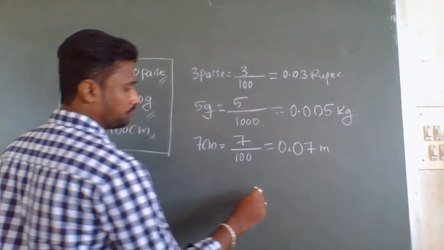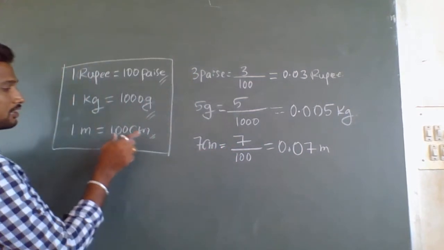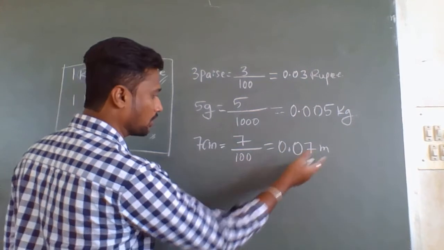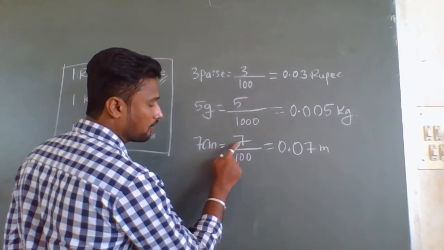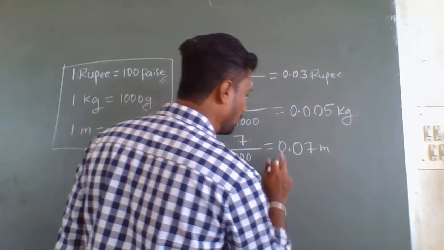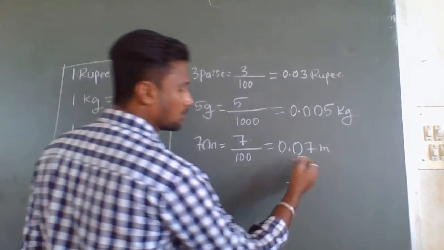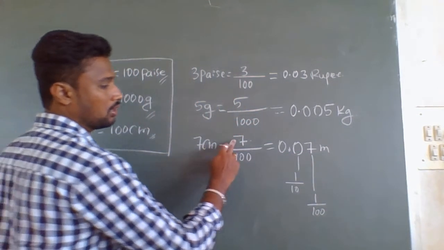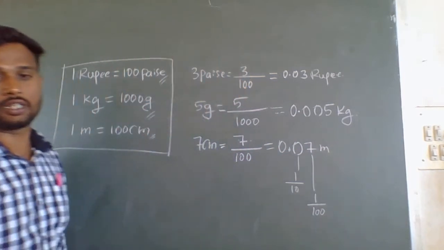You can see here I have to write this 7 at the 1 by 100 position. Why? We know that 100 centimeter equals 1 meter. We are converting this 7 centimeter to meter, which means I have to write 7 by 100. So I write this 7 in the 1 by 100 position. First I write 0 point; after the decimal point the position is 1 by 10, so I write 0. The next position is 1 by 100, where I have written 7. So 7 centimeter equals 0.07 meter.